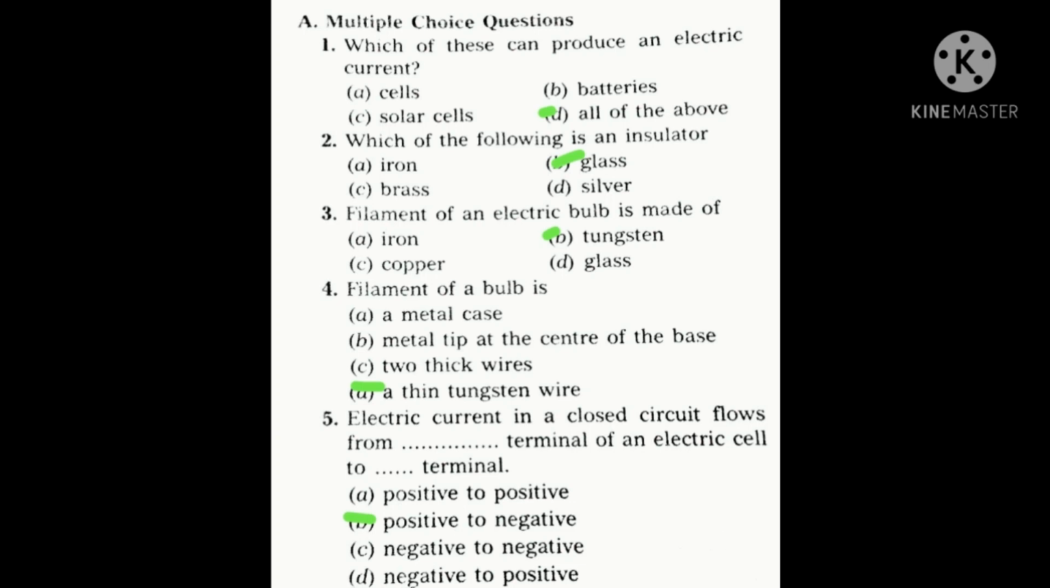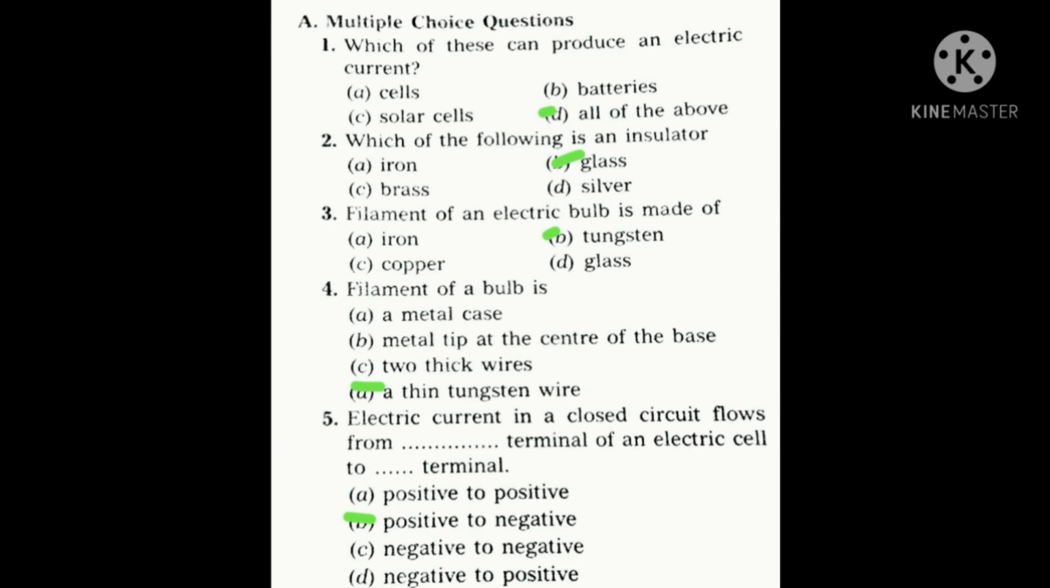Next one, which of the following is an insulator? What is meant by insulator? It does not conduct electricity. Iron, glass, brass and silver. Iron, brass and silver, these three are metals, so they conduct electricity. So glass is an insulator because glass does not conduct electricity.